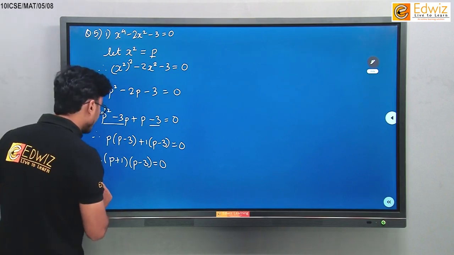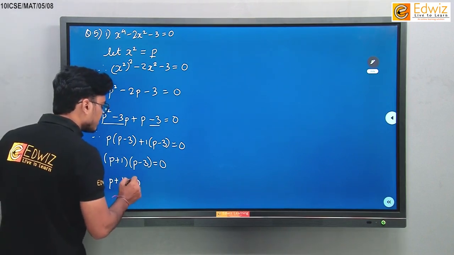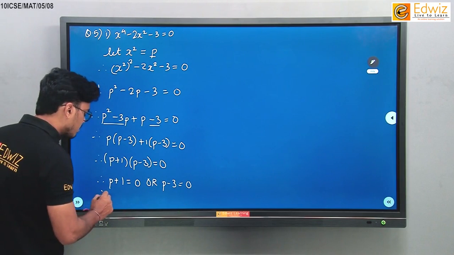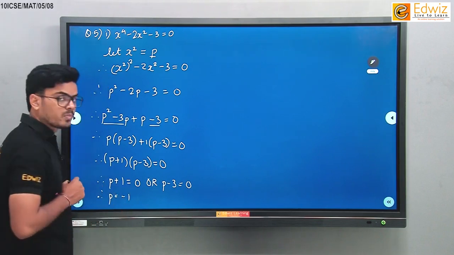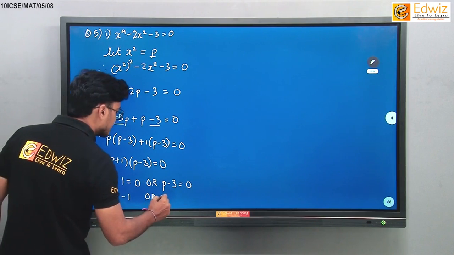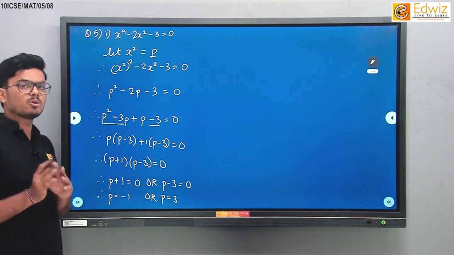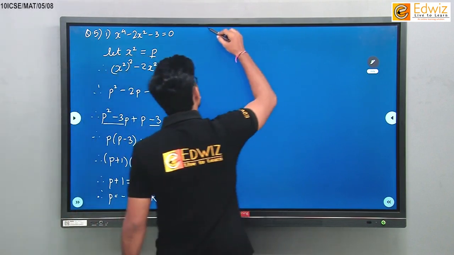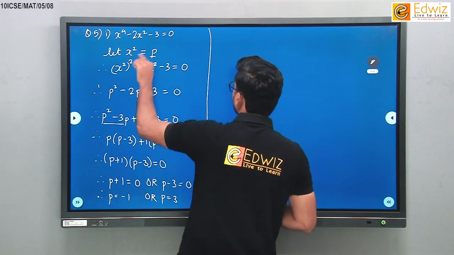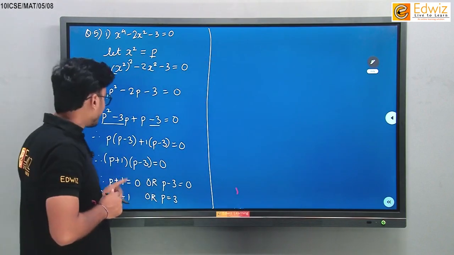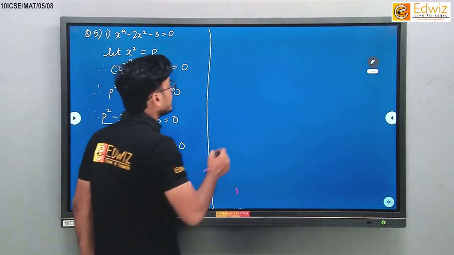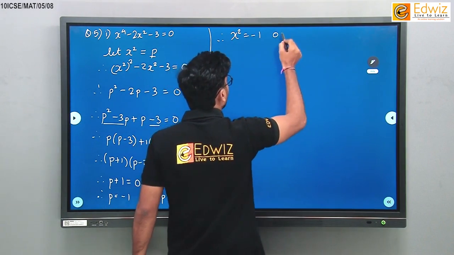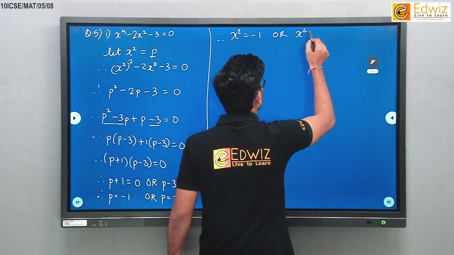So the value of p can be p plus 1 equal to 0 or p minus 3 equal to 0. That means p is equal to minus 1 or p is equal to 3. So we got two possible values of p, minus 1 and plus 3. But what did I take p as? x square. So we'll have to resubstitute the value of x square. Here, if I take x square equal to minus 1 or x square equal to 3.